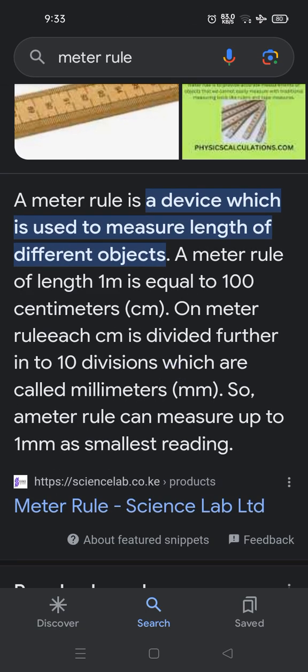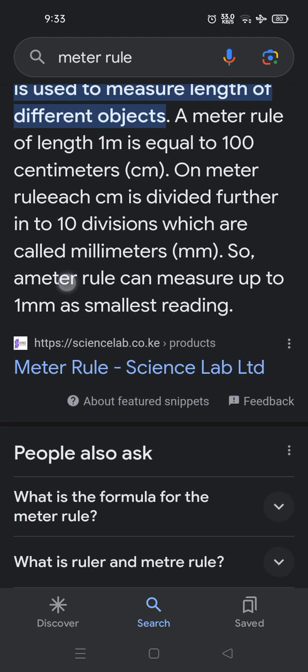A meter rule is a device which is used to measure length of different objects. A meter rule of length 1 meter is equal to 100 centimeters (cm). On a meter rule, each centimeter is divided further into 10 divisions which are called millimeters. So a meter rule can measure up to 1 millimeter as smallest reading.